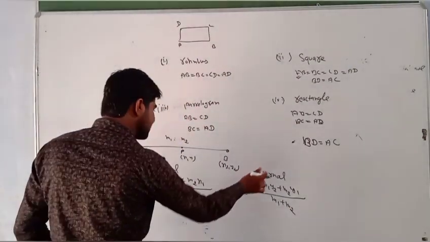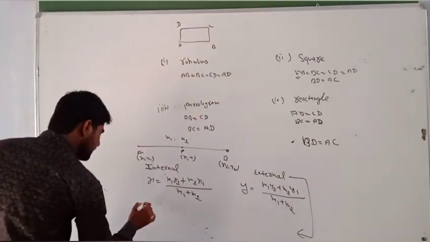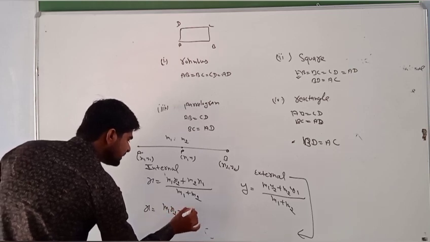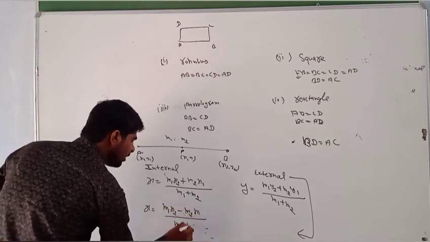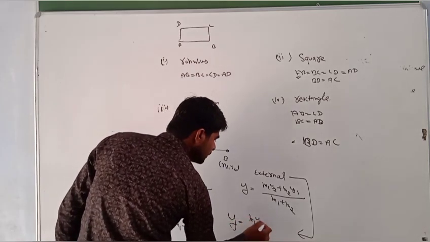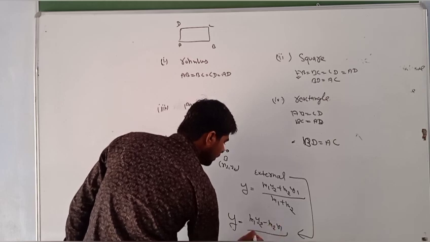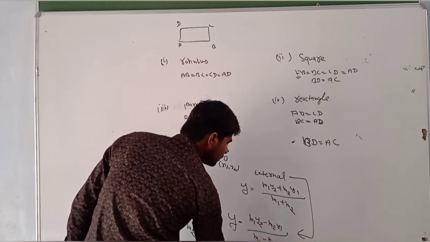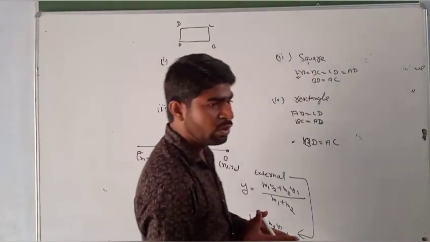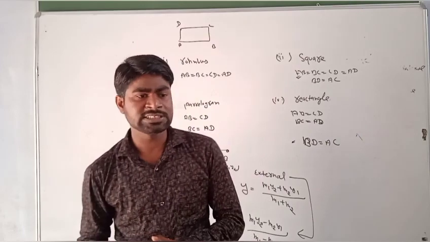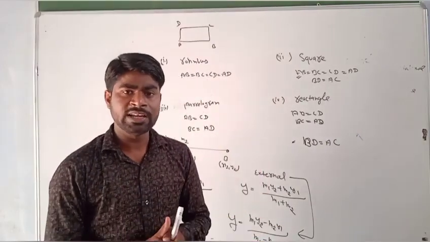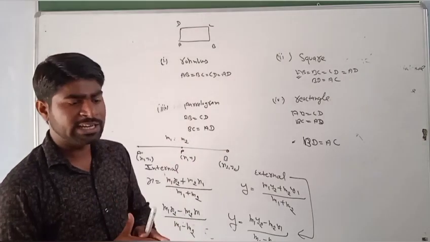Now, if it is external division, the value of x will be (m1x2 - m2x1) upon (m1 - m2), and the value of y will be (m1y2 - m2y1) upon (m1 - m2). So these are the basic things which we should know before studying the straight line. Now, after this we will move to straight line and discuss the different types of lines.